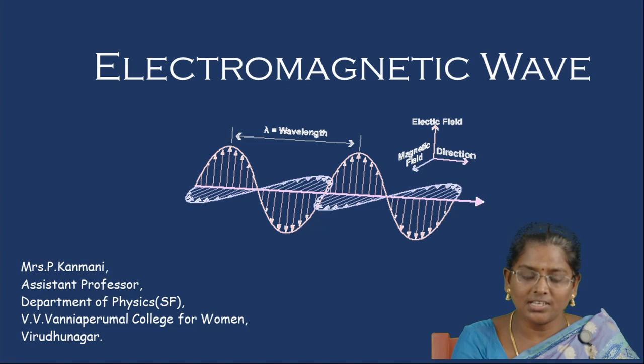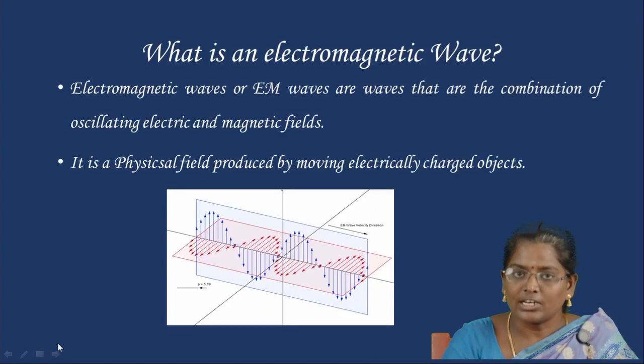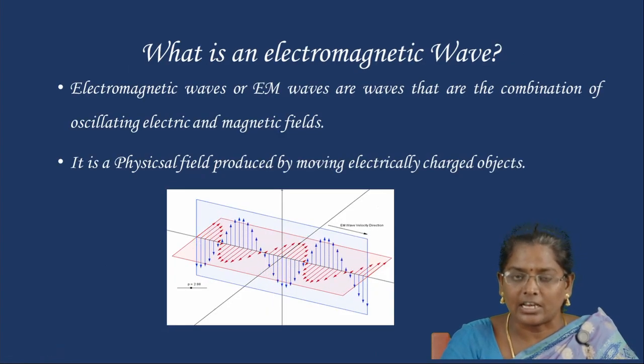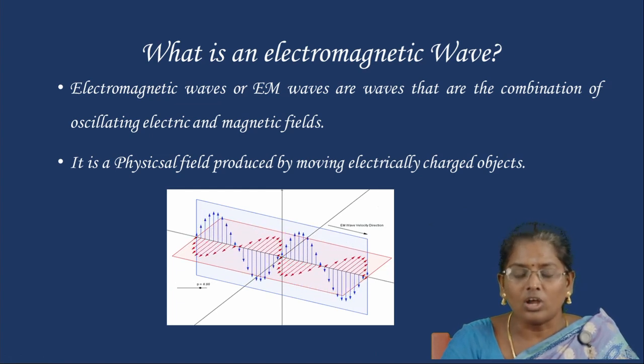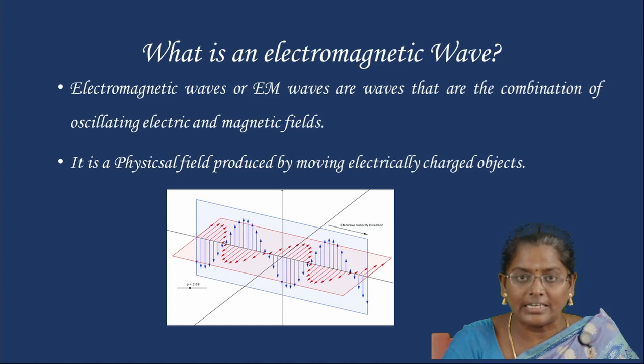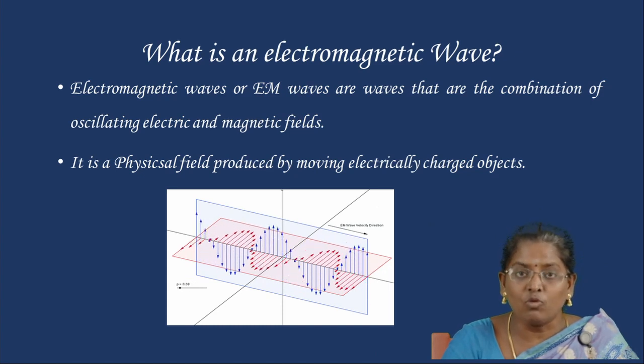In this video lecture, we are going to learn about what an electromagnetic wave is. As physics students, we will encounter electromagnetic waves in many areas of physics as well as in our day-to-day life, so we have to understand the basics of an electromagnetic wave. Electromagnetic waves, or EM waves, are nothing but the oscillation of electric field and magnetic field, or they are the physical field that is created by electrically charged moving objects.